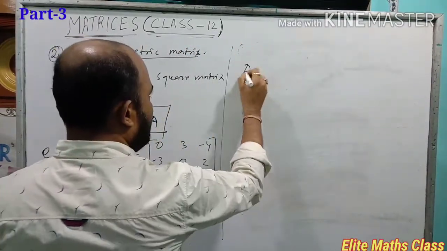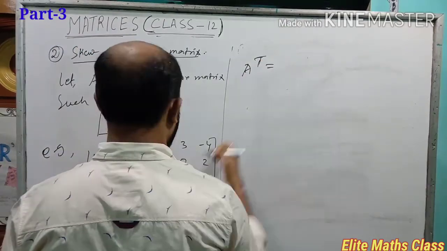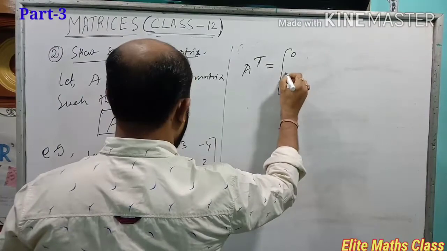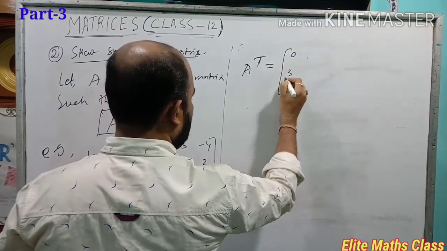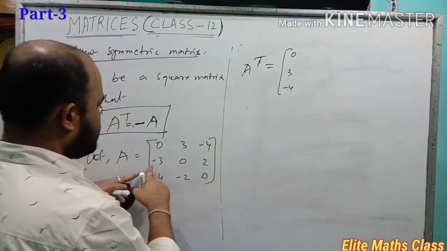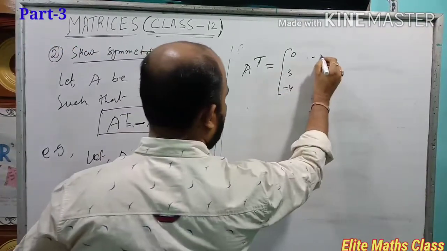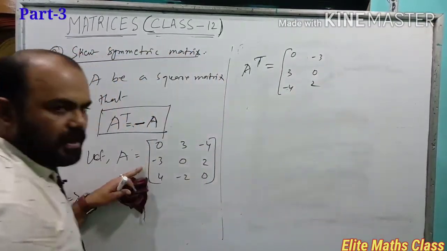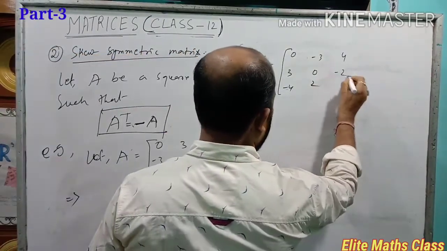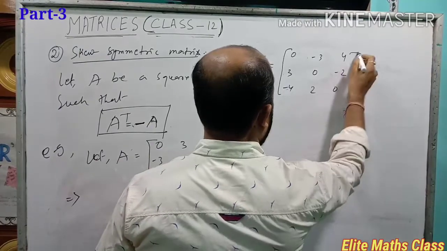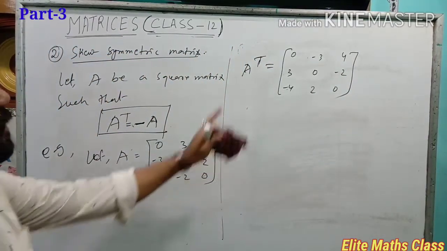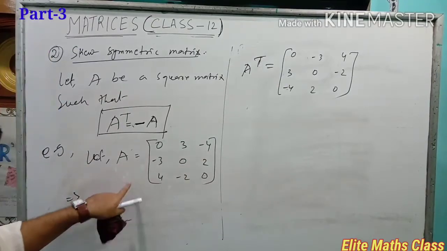Now what will be the A transpose? A transpose will be, see, this one is the first row, 0 3 minus 4. So we are writing 0 3 minus 4. This first row is written as the first column. The second row, minus 3 0 2, is written along the second column. Third row, 4 minus 2 0, is written as the third column. So this one is the transpose of the given matrix.